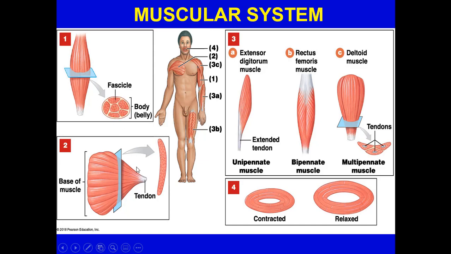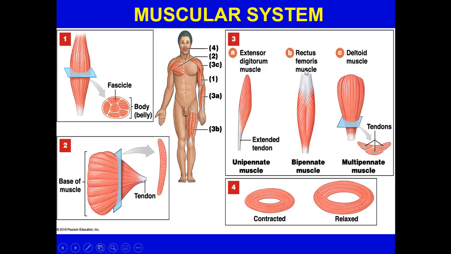Now, on the other hand, if you take a look here, you can see how all the fascicles are arranged and they fuse up at one tendon. That's what you're going to see here. Then we get into the pennate type of musculature, and that's where you would see unipennate, and this is the extensor digitorum muscle. Notice that they're all attached on just one side of that tendon.